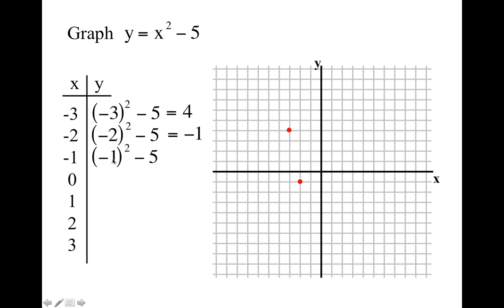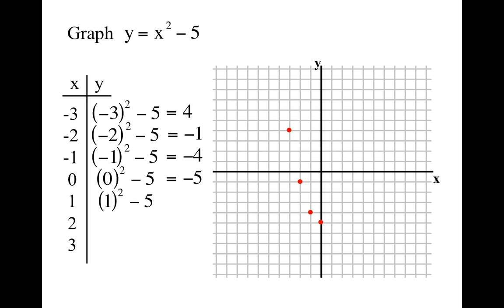-1 to the second power is +1, minus 5 equals -4. When x is equal to 0, then y equals -5. Keep plotting the points.